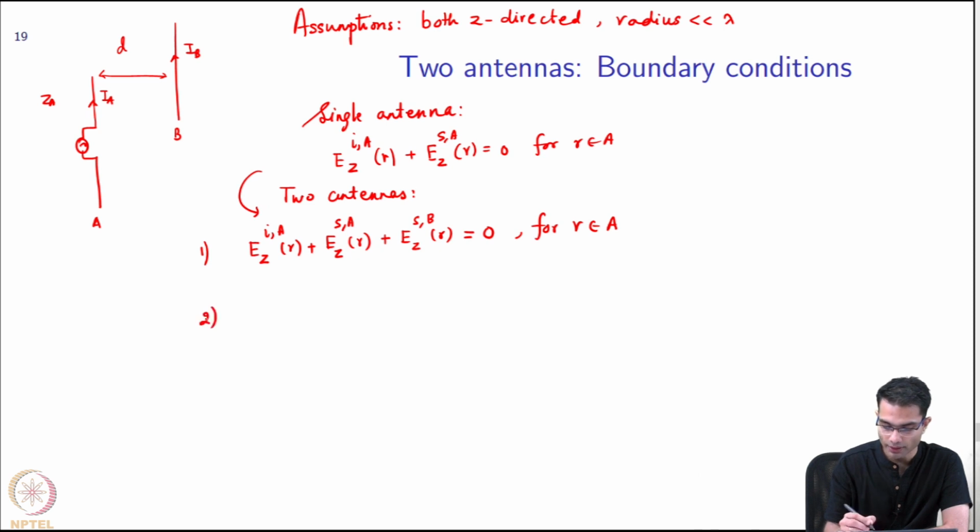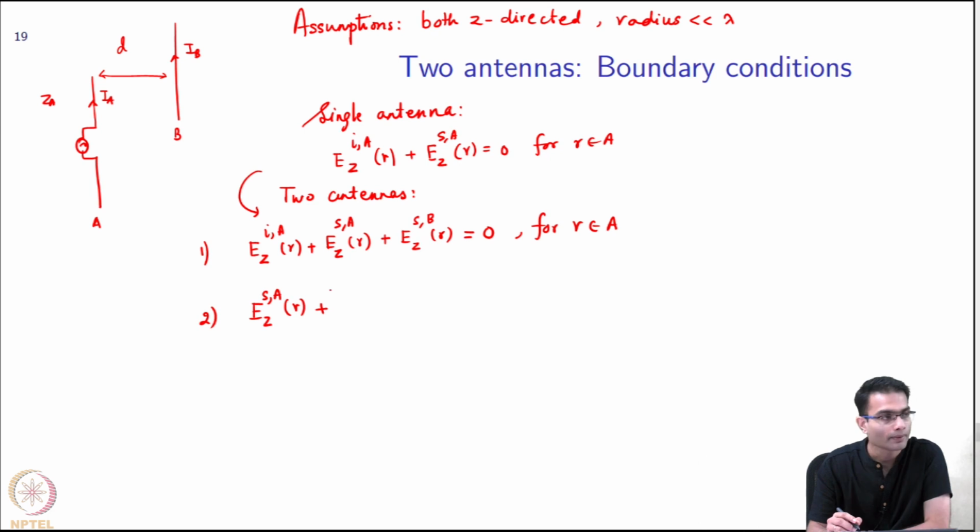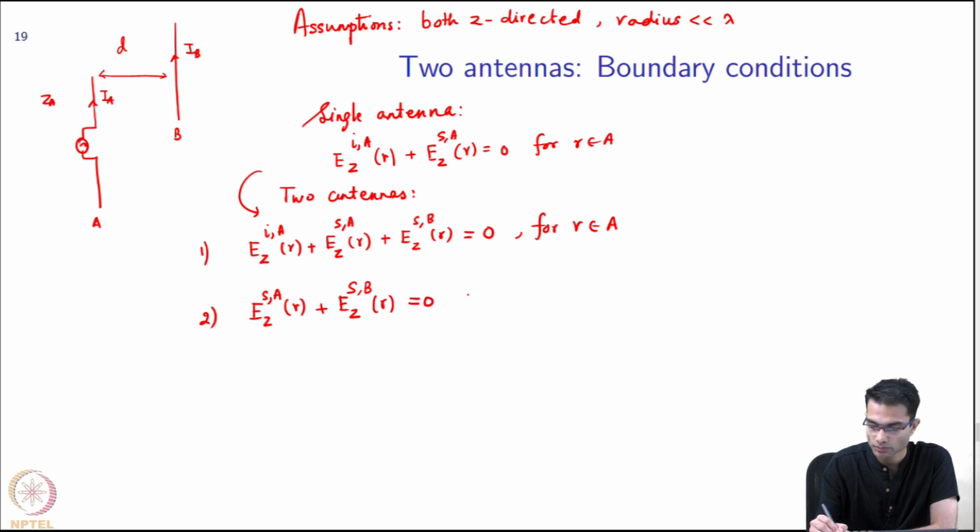Okay. Second boundary condition, what will be the first term? There is going to be Ez scattered from A, right? Let us write it in this way. This is the field that is produced due to current in A, producing a field and that field falling on B, and Ez^s(r) is equal to 0, okay, for r belonging to B.